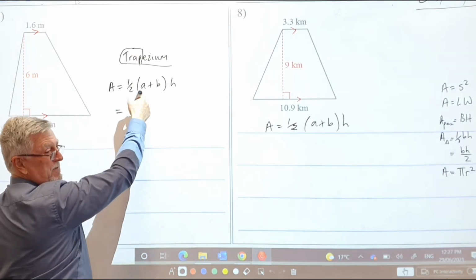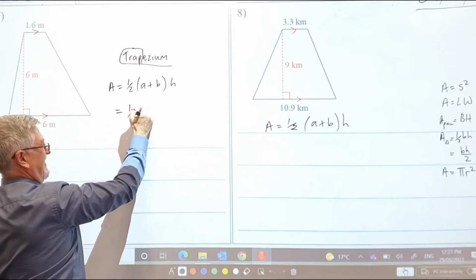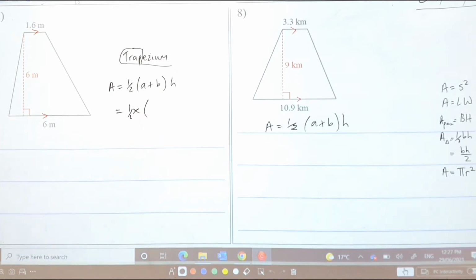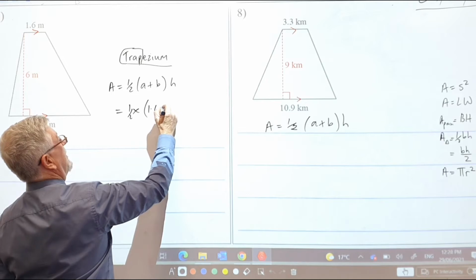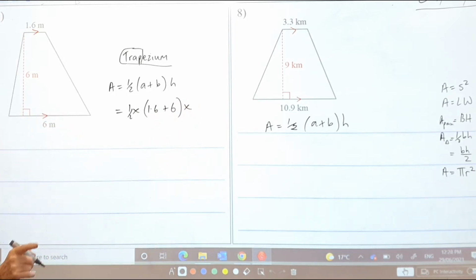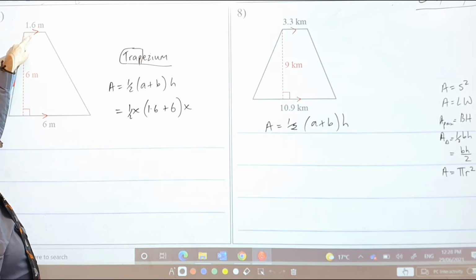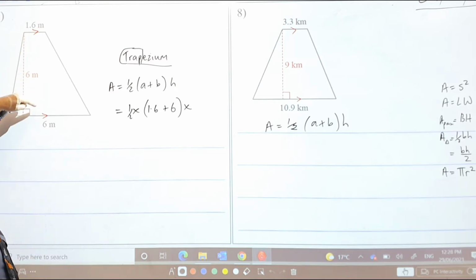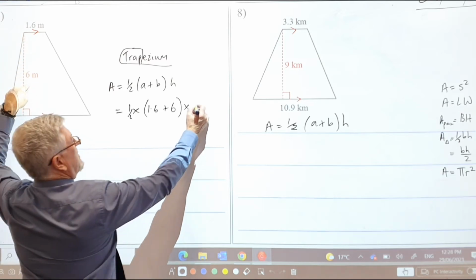What's between the half and the bracket? What are A and the B? 1.6. Yep, and the? 6. And the 6. And if we multiply it by height, before you give me the number, what is the height defined as? The distance between the base. Rail, yep. So it's the distance between the parallel lines. So that's going to be a 6.